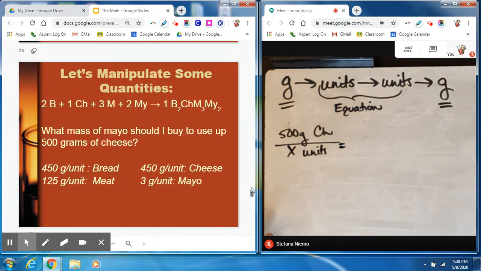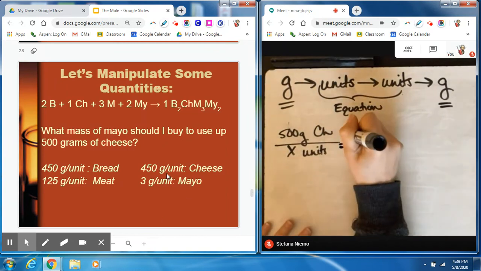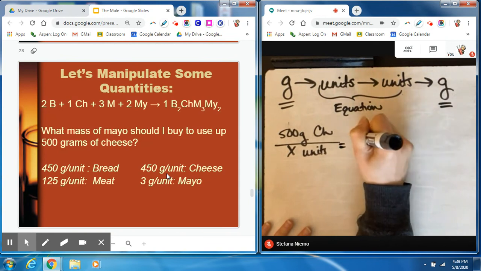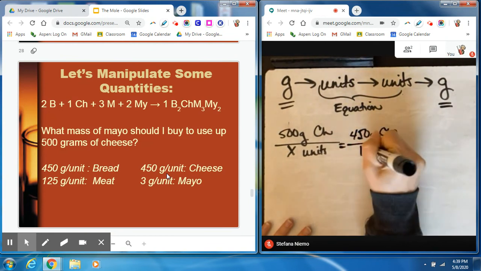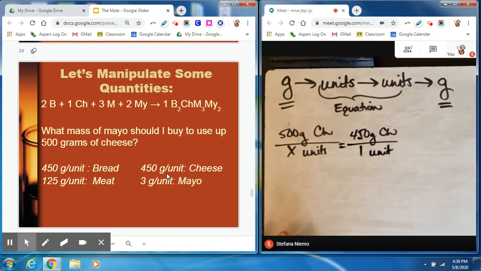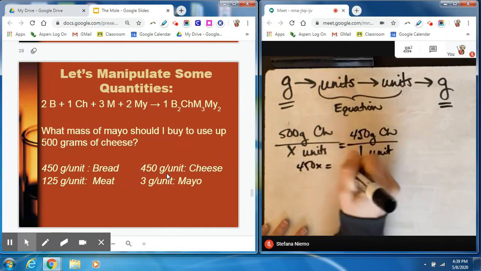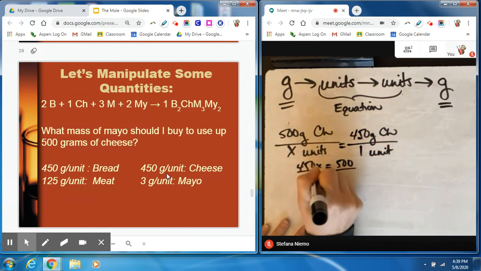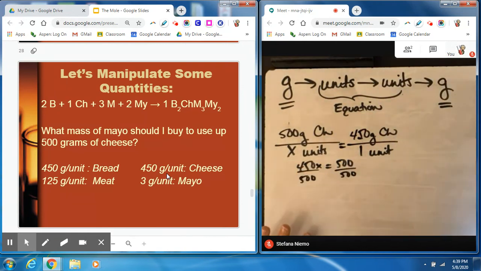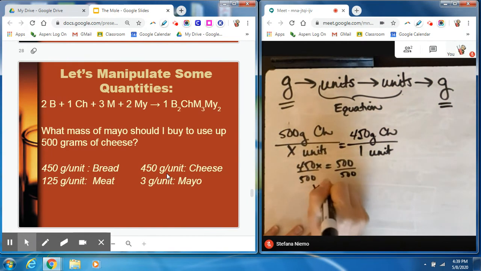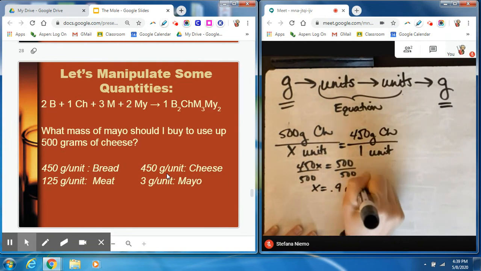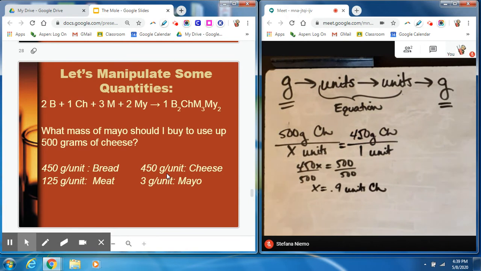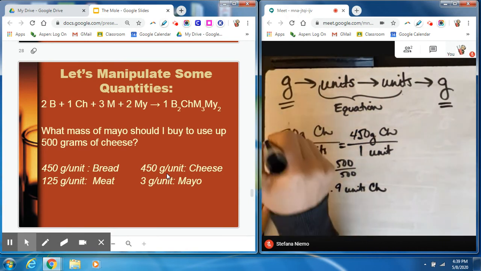Well, I have to look at my relationship over here that says that there are 450 grams of cheese in every 1 unit of cheese. Cross multiply and solve for x. 450x equals 500. Divide both sides by 450, and we get x equals 0.9 units of cheese. This is step 1 right here.